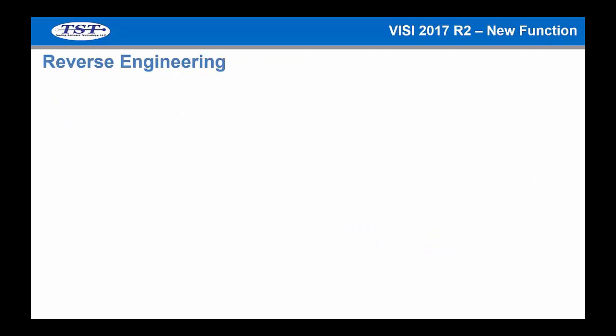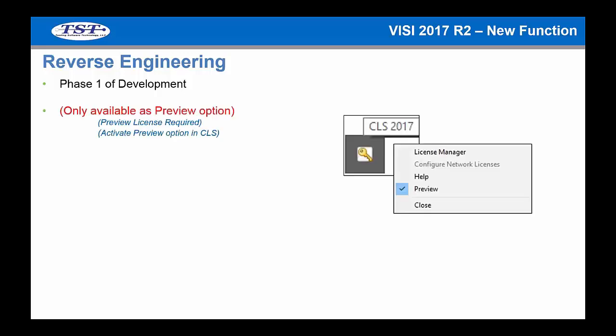Also, what we'll see are some reverse engineering added into the product. It's going to start here, kind of phase 1 of development. It is available as a preview option, which means you'll have to have a preview license for CLS. You can get a preview license through support. We'll have you sign a form and have it approved for the preview option.